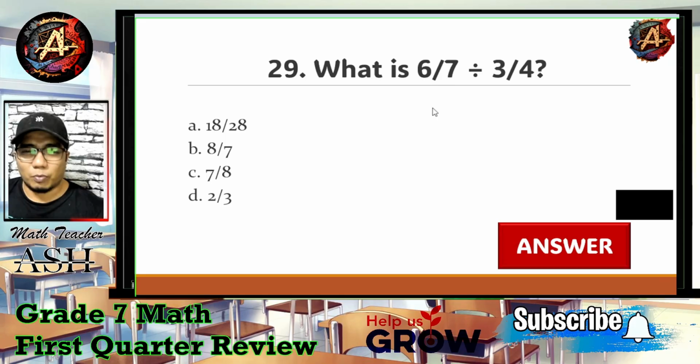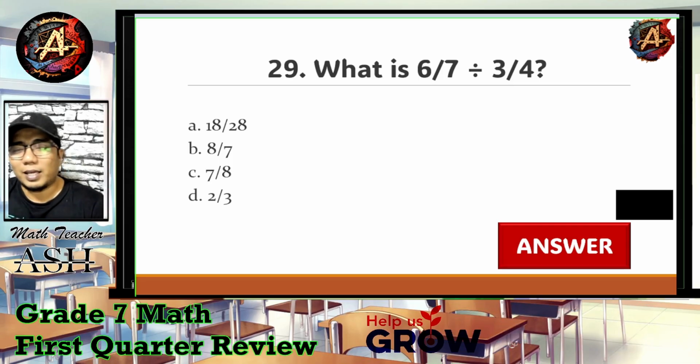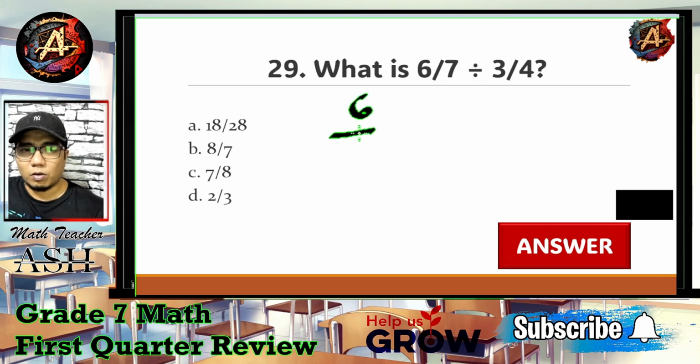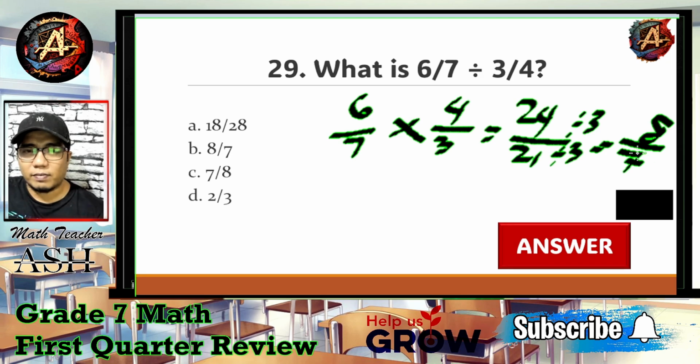Okay, my dear math learners, we have another question here, which is division of fractions. Of course, in the division of fractions, what you need to apply is you keep the first fraction, and then you flip the second fraction, and then you multiply. So that will be 6 over 7. We flip this one, that will become 4 over 3. And then this division will become multiplication. So 6 times 4, that is 24. 7 times 3, that is 21. Of course, 24 and 21 have a greatest common factor of 3. So this will become 8 over 7, which is letter B.